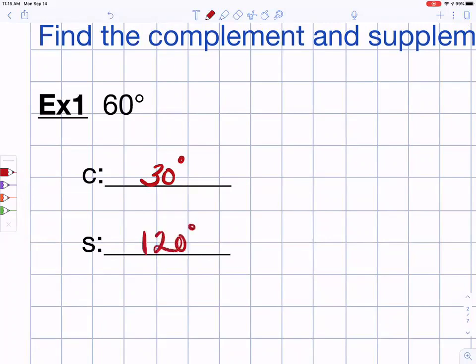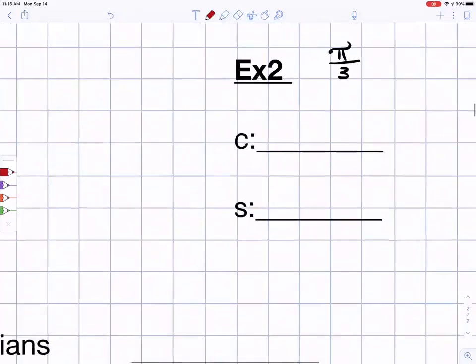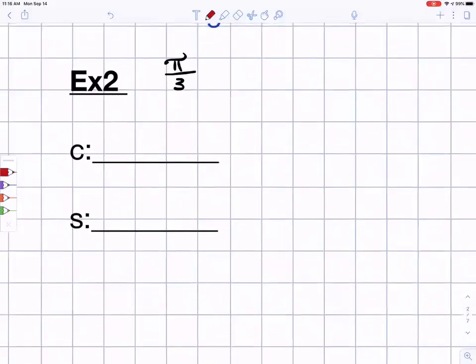120. Okay, because complementary angles have to, their sum has to be 90 or pi over 2. Supplementary, their sum has to be 180 or pi. All right, so then let's go to example number 2. I'm going to show you how to do this 2 different ways.